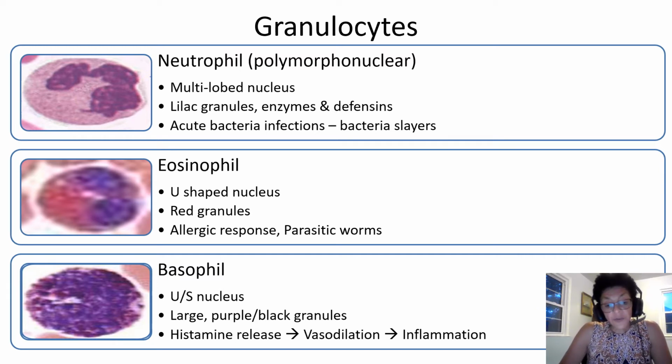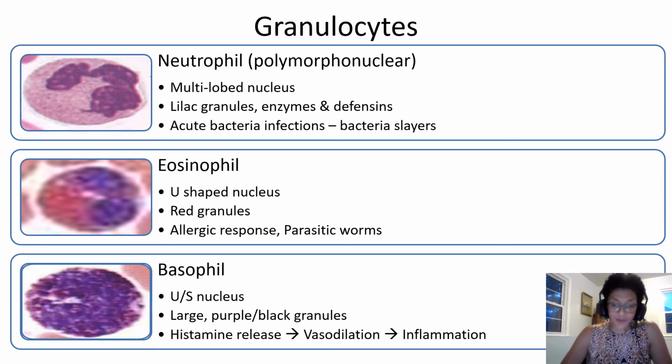Now, eosinophils contain reddish granules and a U-shaped nucleus. Really, those granules are a key identification characteristic. They're involved in allergic responses, but are really good at killing microscopic parasitic worms. Again, we'll learn exactly how they do that in the immune system lecture content.